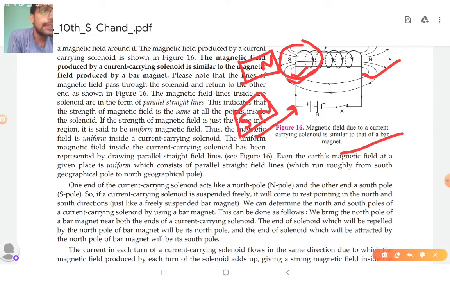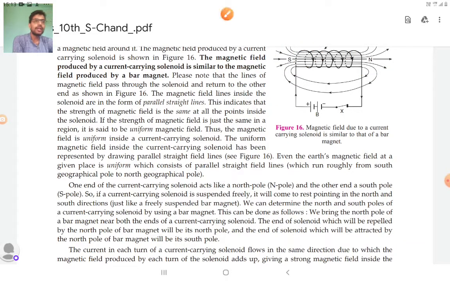If this bar magnet is attracted by the solenoid, it means that this end acts as a south pole. And if we see that this bar magnet is repelled by the solenoid, it means that this end acts as a north pole. Like that we can find out what polarity the solenoid has. This is a very important point.